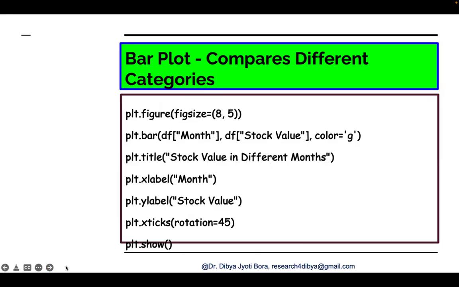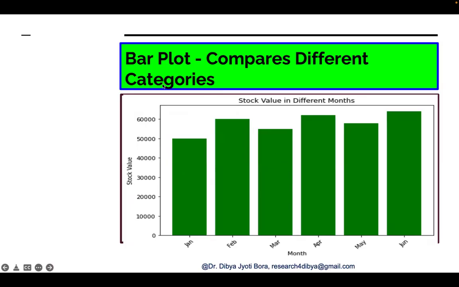For this, in our program, it is the same thing: we have to import pyplot as plt. Basically, you have to put here .bar. So we are using the bar function for this bar plot, and there we have specified month and stock value, the color green, and the title, stock value in different months. X label is month, Y label is stock value, and the rotation we have given is 45 degrees, and then we are showing it. So we will get a bar plot like this.